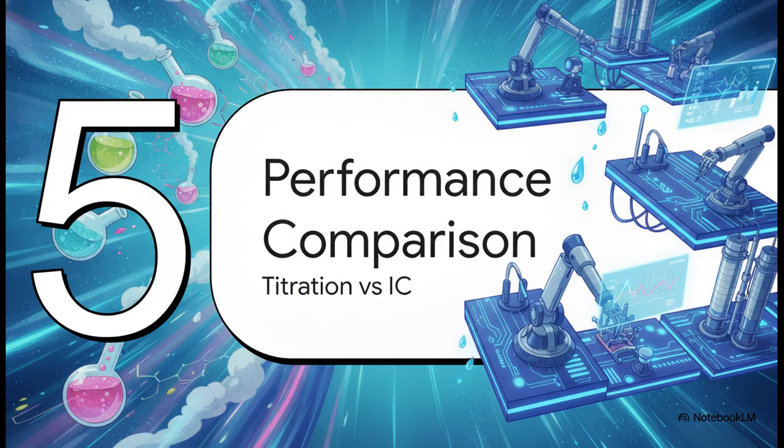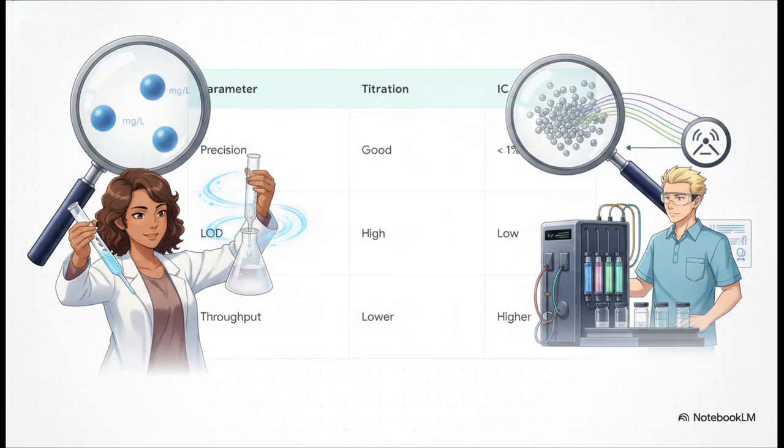Section 5. Performance comparison. Let's look at the numbers. This data comes directly from a BenchChem comparative guide, and wow, the differences are striking. Just look at the limit of detection, or LOD. Titration is generally suitable for milligrams per liter. But ion chromatography can detect trace chloride down to micrograms per liter. Guys, that's parts per billion. To put that in perspective, that is incredibly trace detection.